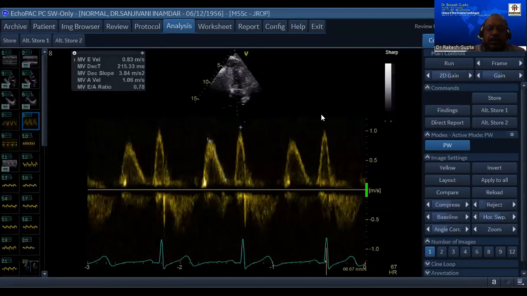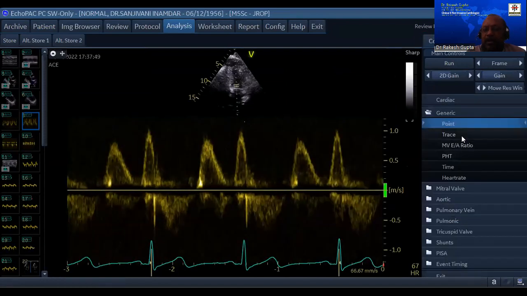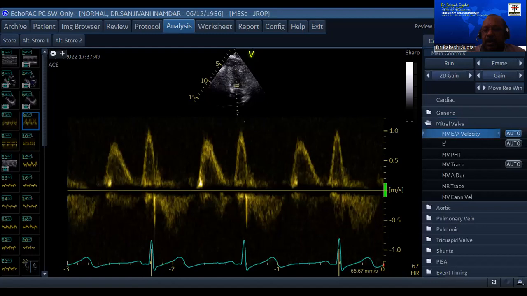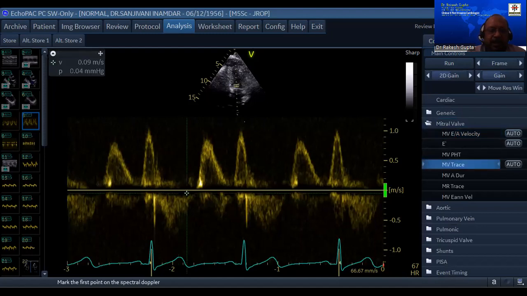All right. So this is what happens if it's a normal sinus rhythm. We'll get this kind of a pattern in NSR, right? Yes, right, sir. So I'm going to measure my Doppler flow pattern in this. Let me go to mitral valve. Let me trace my mitral valve. I'm going to do it like this.